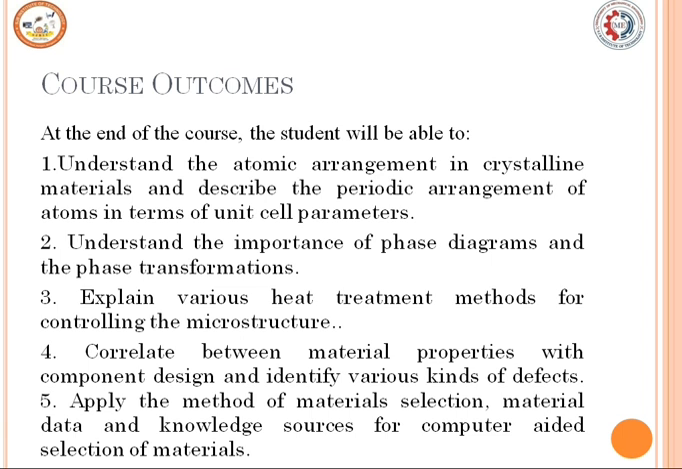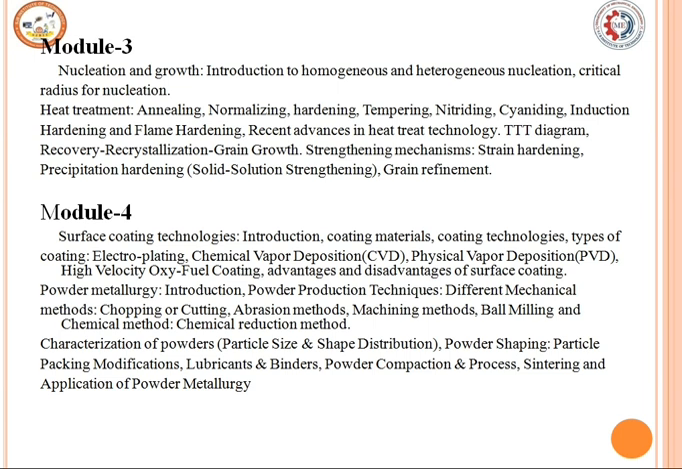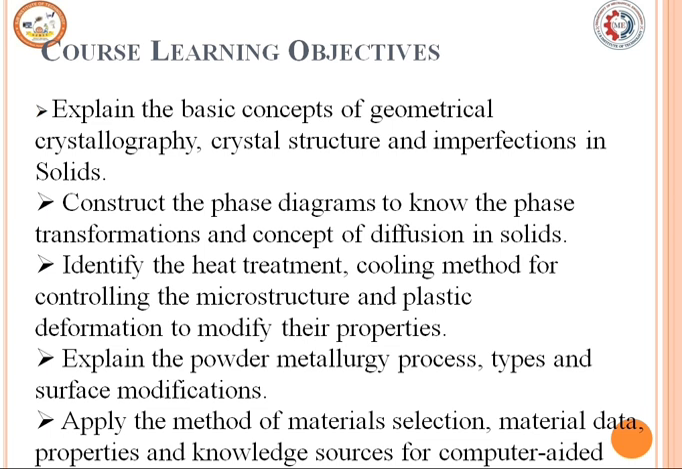The course outcome of the fourth module is to correlate material properties with composite design and identify various kinds of defects. The course learning objective is to explain powder metallurgy process types and surface modification. By all the videos, it is observed that the course learning objectives have been achieved, and for the fourth module, the course learning objective is also achieved.